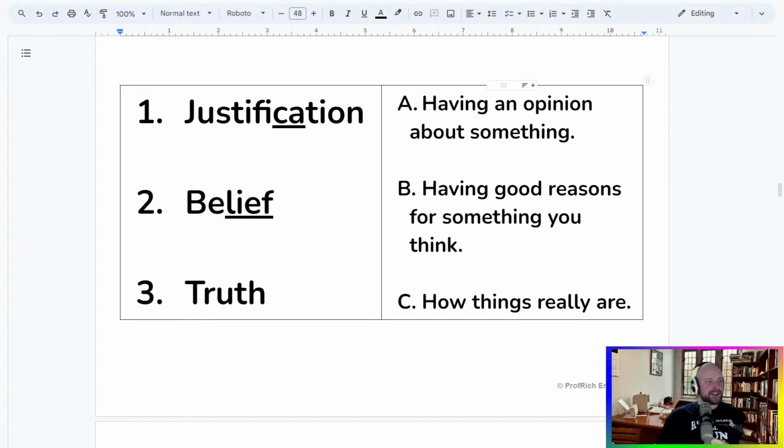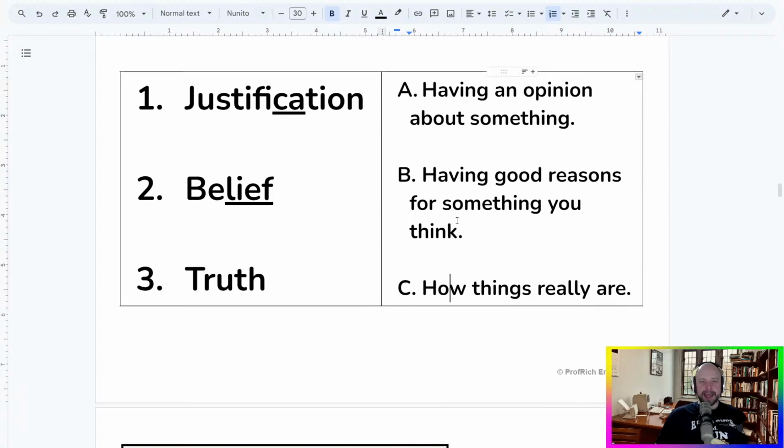So, justification is having good reasons for something. Belief, having an opinion. And then truth is how things really are. Just look at that again and really take it in, because understanding these three things is critical for understanding what comes next. So we have three elements. The truth, which is really how things are, independent of a person.